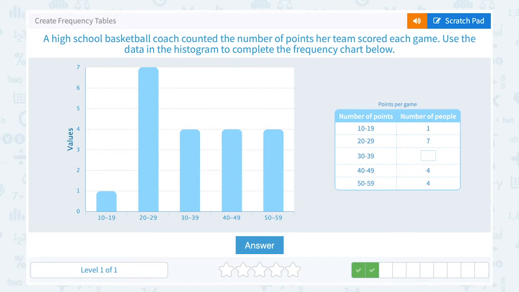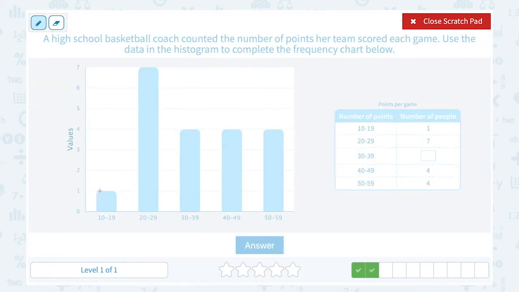A high school basketball coach counted the number of points her team scored each game. Use the data in the histogram to complete the frequency chart below. Okay, well, again, notice for 10 to 19 points, the answer was one person, right? The top of that bar is right at 1. For 20 to 29, they told us 7 people. Okay, well, that makes sense. The top of our bar is right at 7.